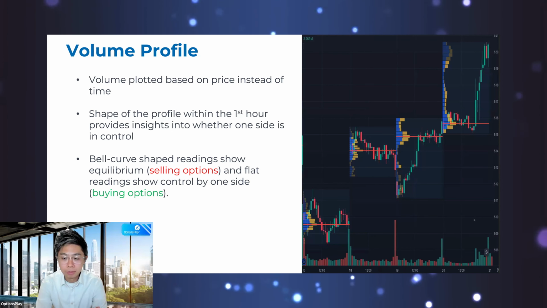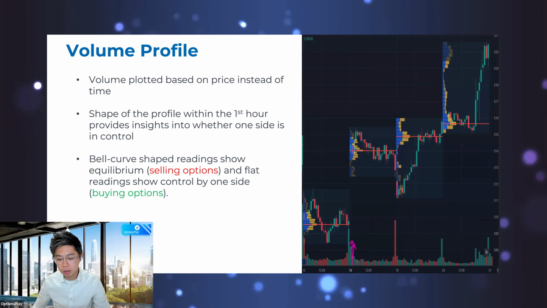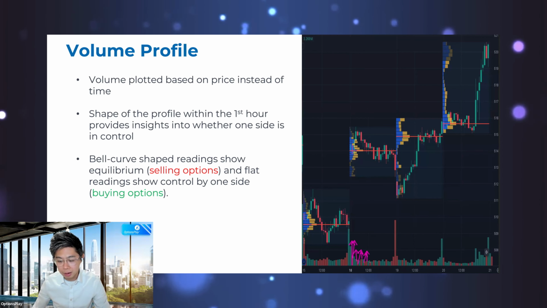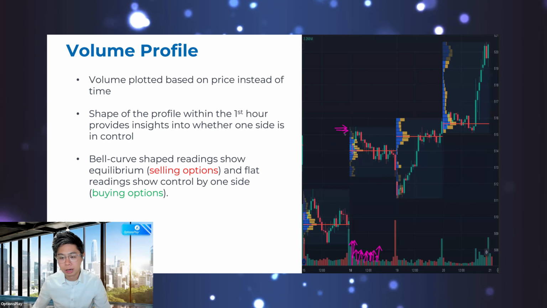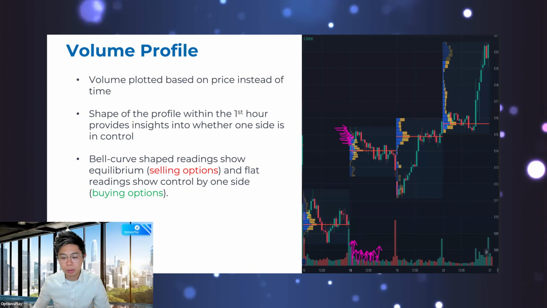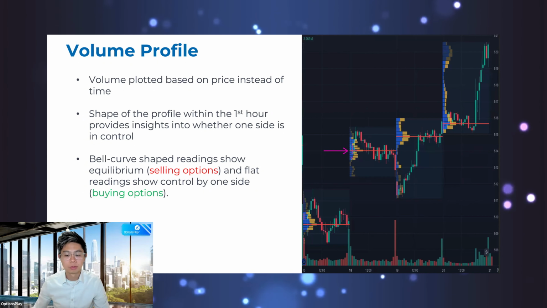volume profile. And volume profile is simply plotting volume, instead of here at the bottom of your chart across time, meaning how much volume was traded at a specific time, what you're looking at is how much volume was traded at a specific price. And you basically have these little bars, and it tells you at a specific price how much volume was traded.